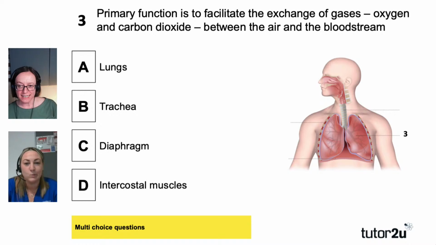Primary function is to facilitate the exchange of gases, oxygen and carbon dioxide between the air and the bloodstream. Is this A, lungs, B, trachea, C, diaphragm, or D, intercostal muscles? So where does gas exchange happen in our body? Does it happen in the lungs, the trachea, the diaphragm, or the intercostal muscles? Just give you a moment. Hopefully you can see where the arrow is pointing. Okay, it is A, the lungs.